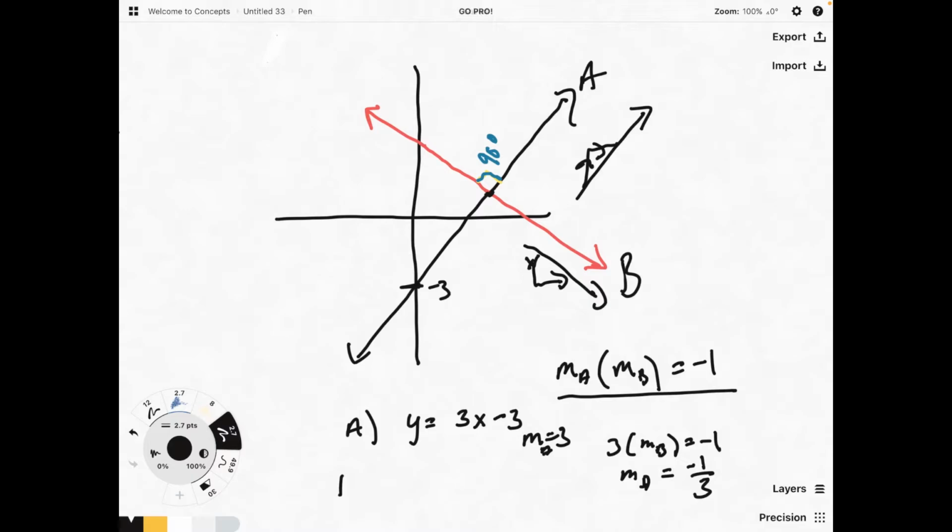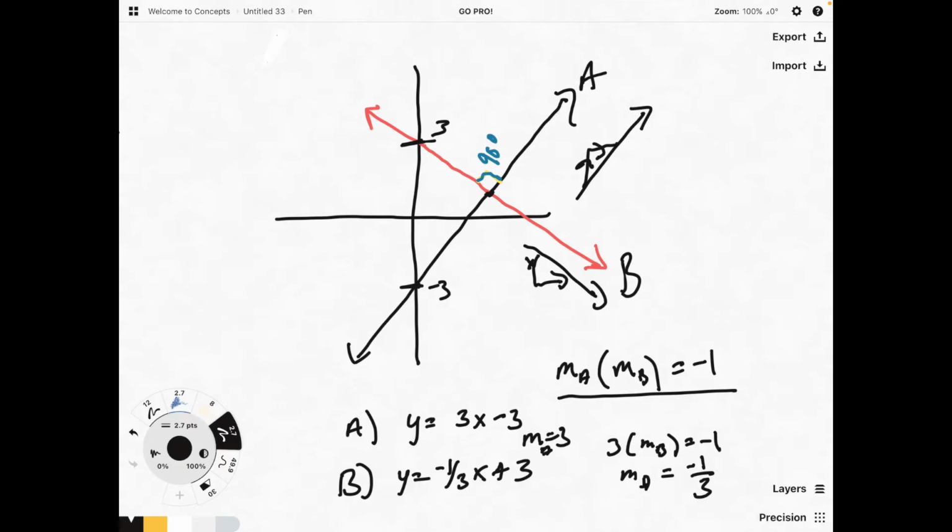So to write this equation out for B, and again, we don't know all the values of B, but we do know the slope has to be negative 1/3, and then we'll say that the intercept is at 3, and we'll call this point 3 as well. And that would be the equation for the line B.